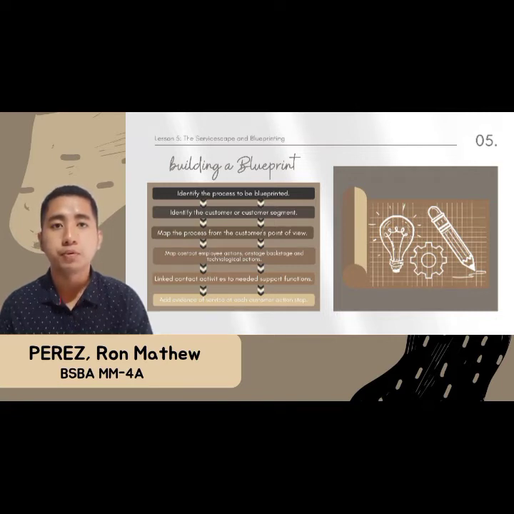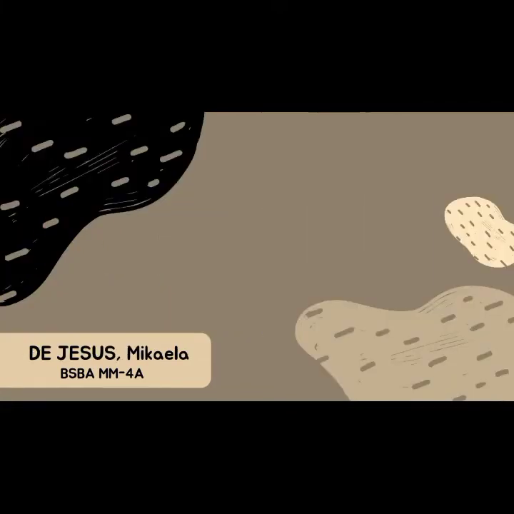Afterwards, map the support processes the employees rely on to carry out the actions you identified above the line of interaction, and finally, add the physical evidence to the map. This highlights what the customer sees or receives as tangible evidence of the service during each step of their experience.